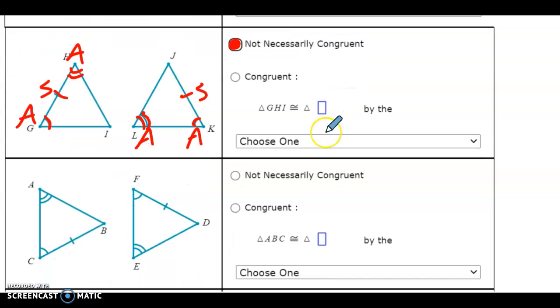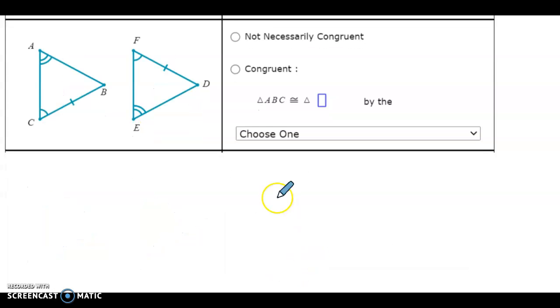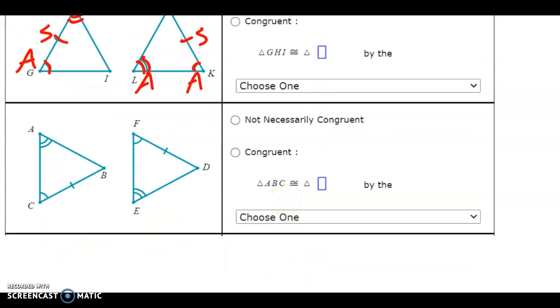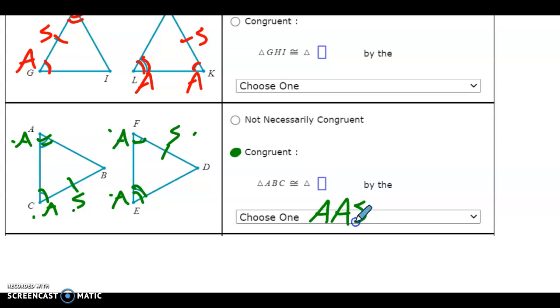And then the last one that we're going to look at here, you've got an angle and a side being congruent to an angle and a side. So angle, angle, side, angle, angle, side. So we can go ahead and say that they are congruent by the angle, angle, side theorem, which they both hold in that same form and that same order.